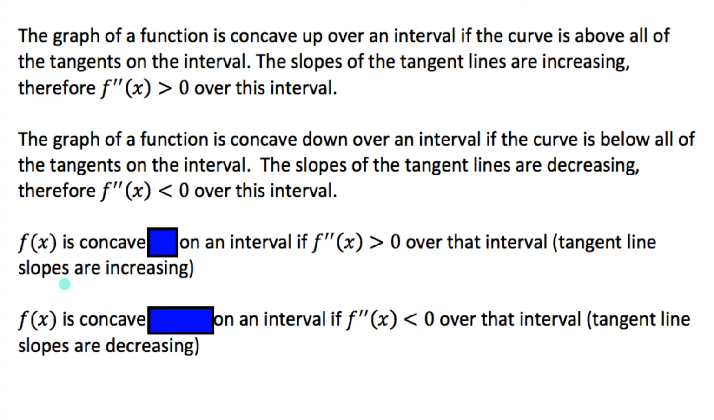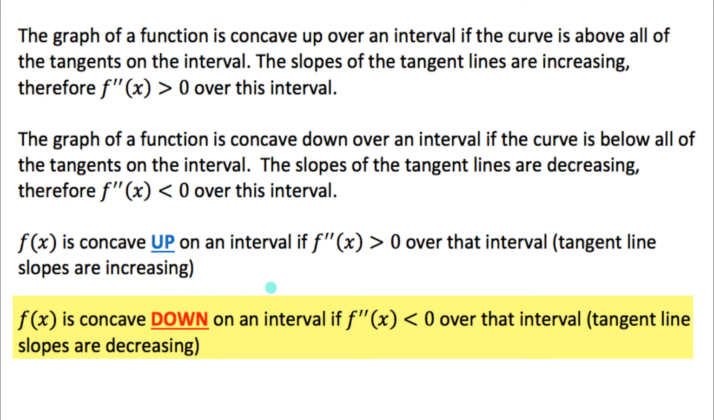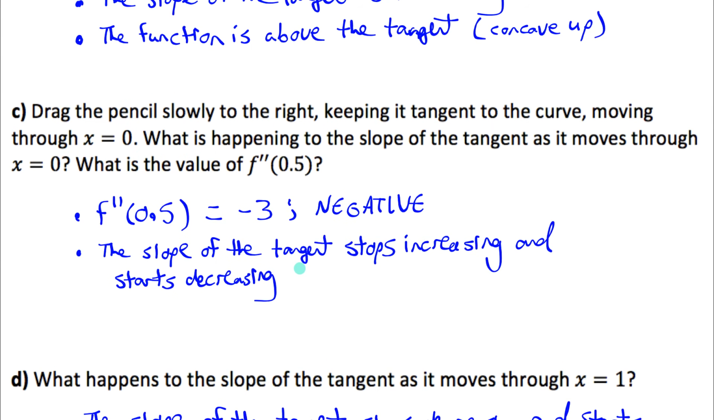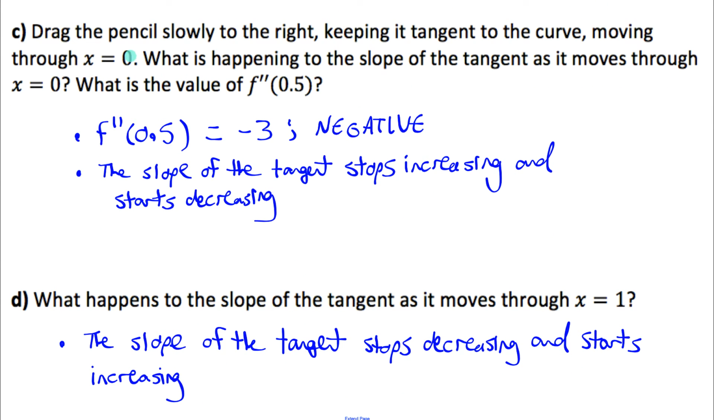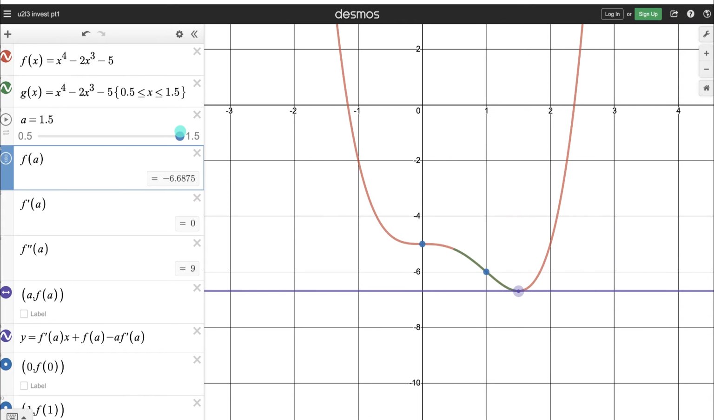And then just two more summary points here. A function is concave up if the second derivative is positive, so greater than 0 over an interval. And a function is concave down if the second derivative is negative over that interval. In the investigation we did, you'll notice that I had you move through an x value of 0 and through an x value of 1, and notice that those are places where the slope of the function switches from increasing to decreasing. Not whether the function is increasing or decreasing, but the slope of the function, right? Like, let's look at this interval from 0.5 to 1.5 again.